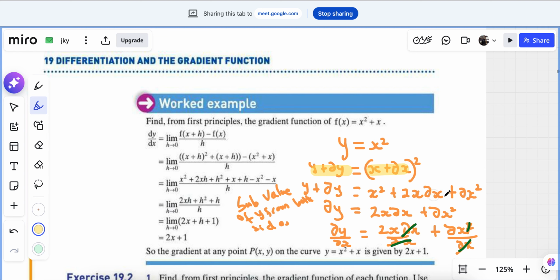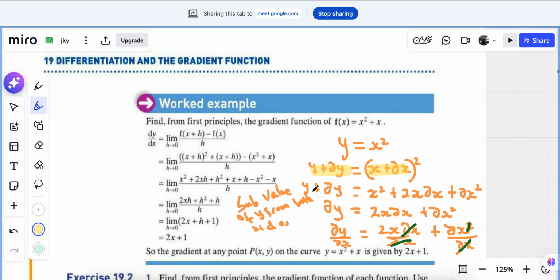Now if you expand this one, you get x squared plus 2x dx plus dx squared. This is what you get. You can do this by writing x plus dx in one bracket, x plus dx in another bracket. You expand, you get this one. It's as easy as that. You get x squared plus 2x dx plus the dx squared. So that's it.